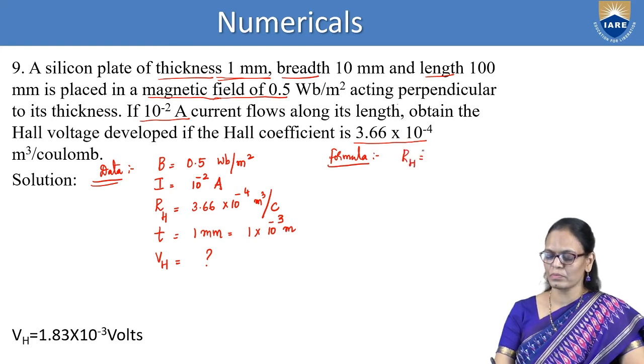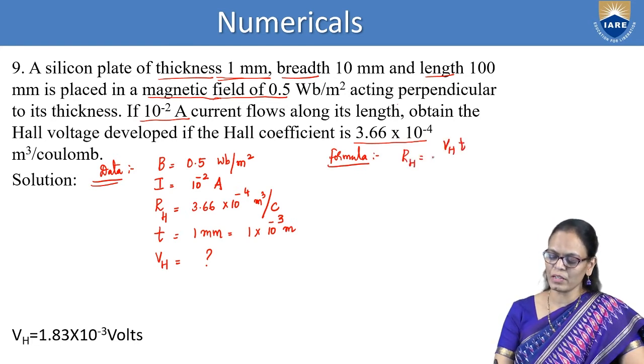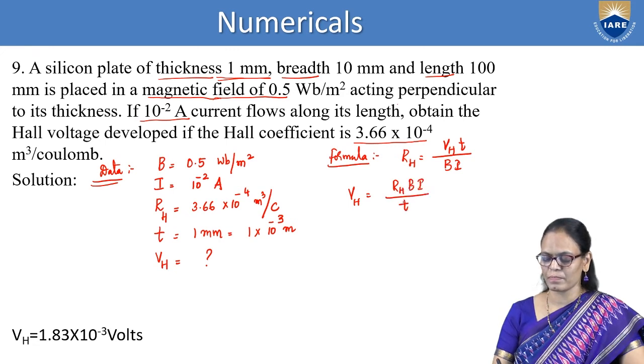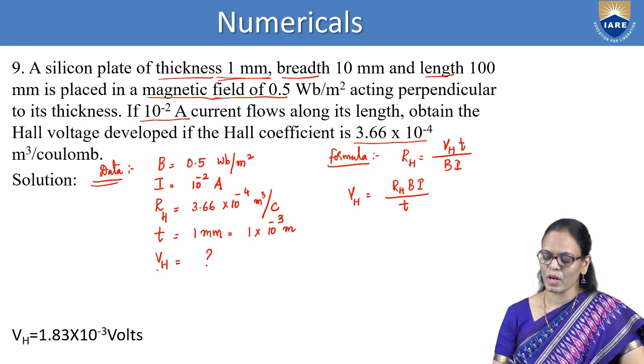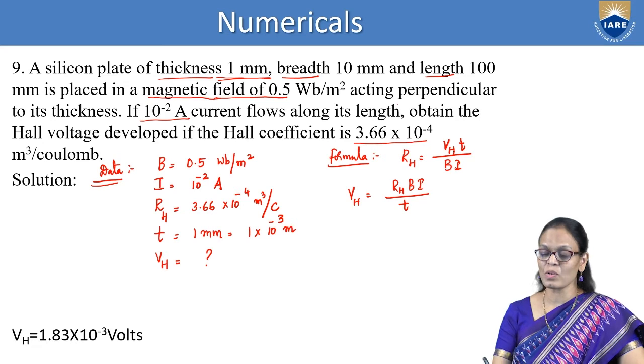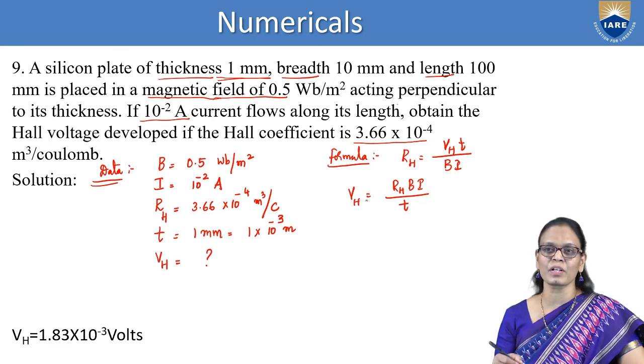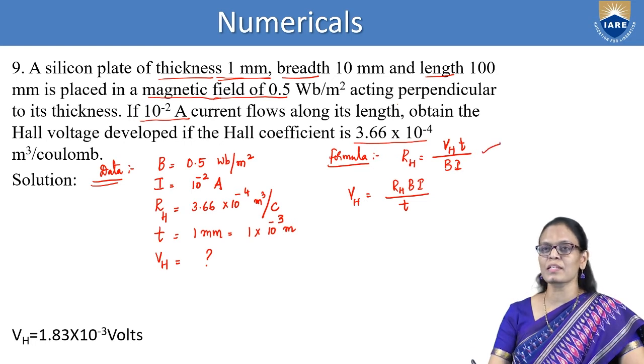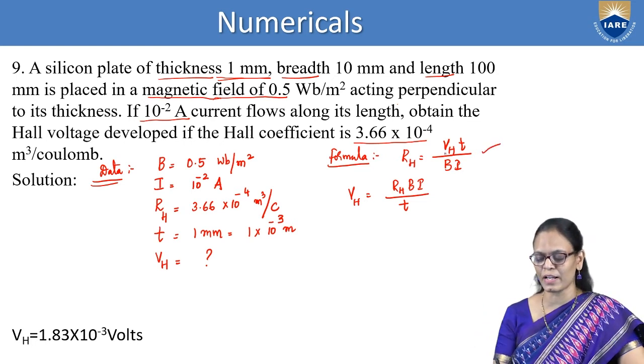RH is equal to VH into T upon B into I. We want to find VH, so RH into BI upon T. Actually, you can remember the formula for voltage also, but it is always better to remember the standard formula and write the appropriate one. Otherwise, in examination, you may have confusion regarding what is there in the numerator and what is there in the denominator. So, I am always using the standard formula RH. One formula I will remember.